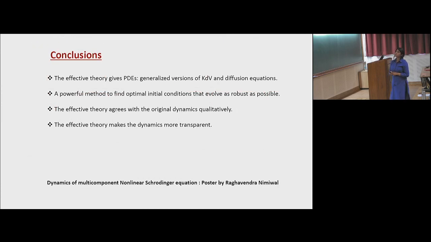So now I would like to conclude that this effective theory gives PDEs for the non-adiabatic and adiabatic regimes, which happen to be generalized versions of the KdV and diffusion equations. This is a powerful method to find optimal initial conditions for the original equation that evolve as robustly as possible. The effective theory agrees very well with the original dynamics qualitatively, and it makes the dynamics hidden in the cryptic equations more transparent.